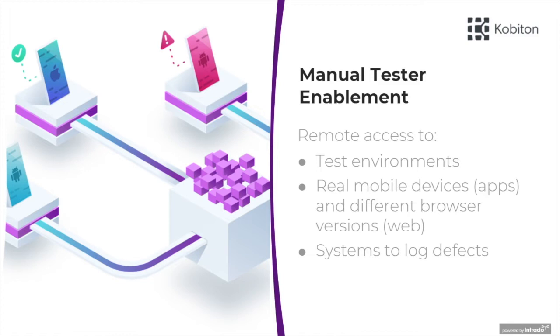So for the manual tester, enablement means remote access to those test environments. Being able to not just access different browser versions for web and different mobile devices for mobile apps, but also connectivity to those test environments to perform tests. And the systems that will be used, like Jira, to log defects when issues are found.